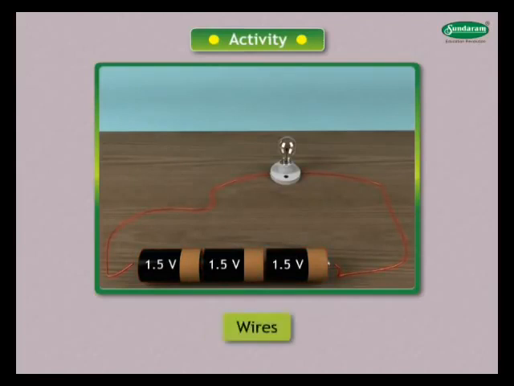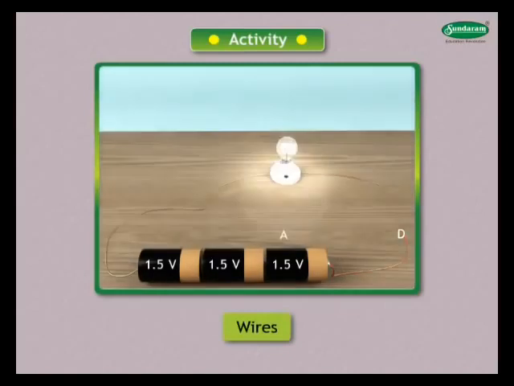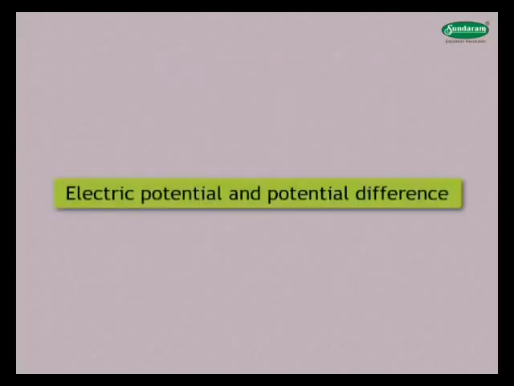Take 2 wires. Connect end D of wire at points A, B and C respectively and observe the bulb each time. Note down the observations. The bulb glows each time the wire is connected to the cell. Now we will study electric potential and potential difference.